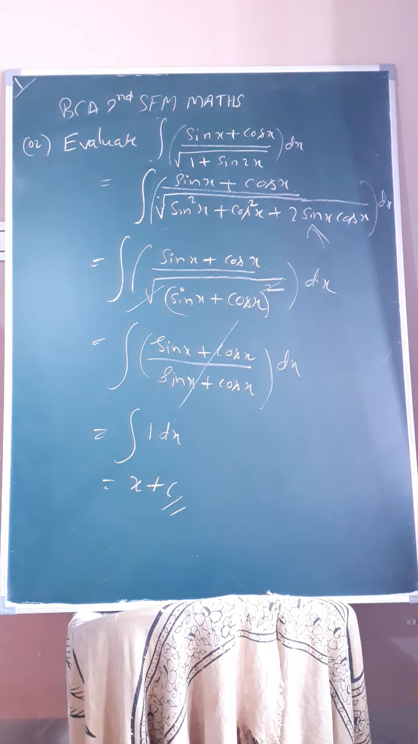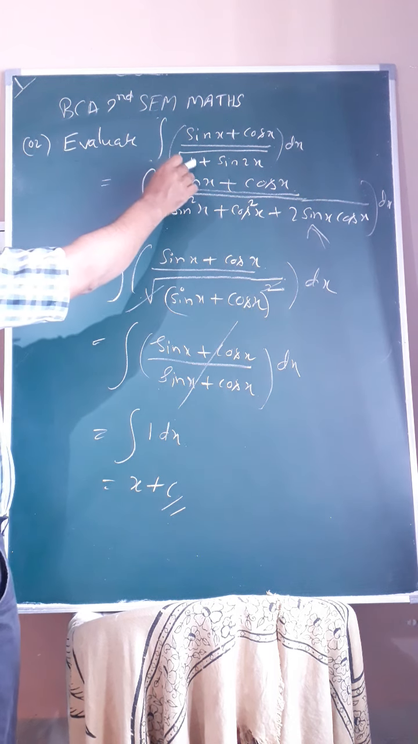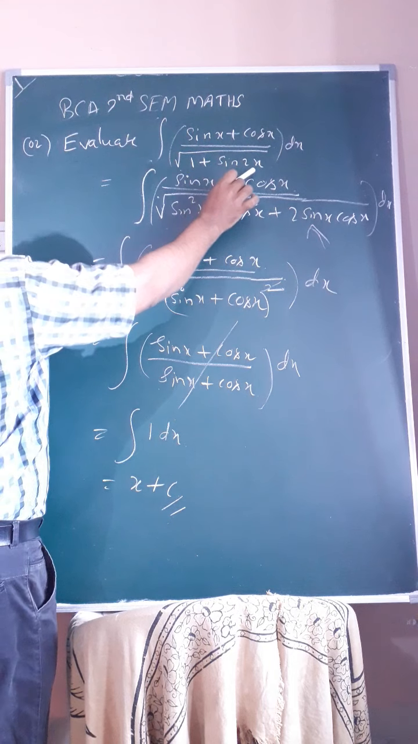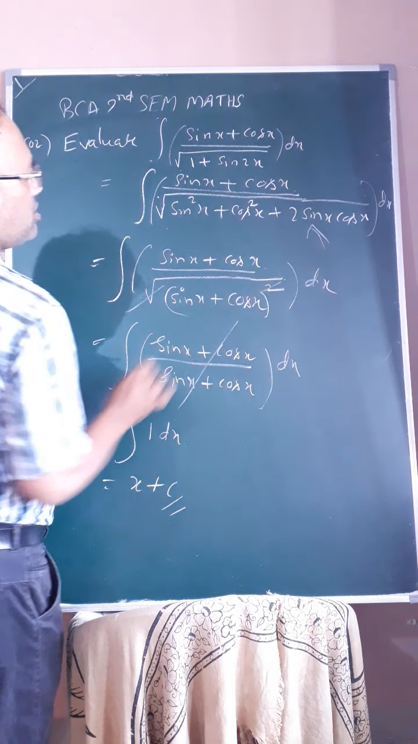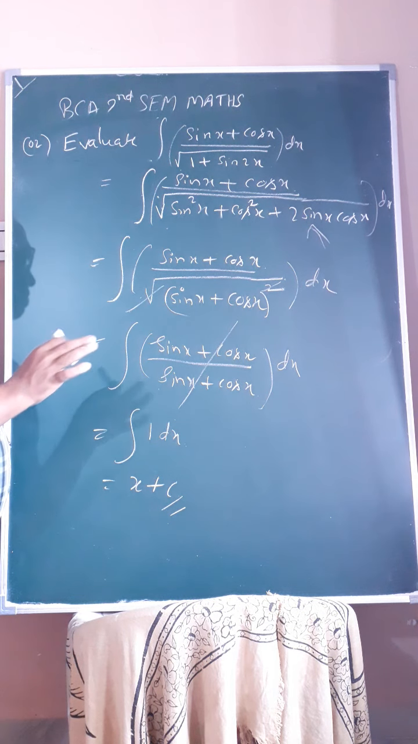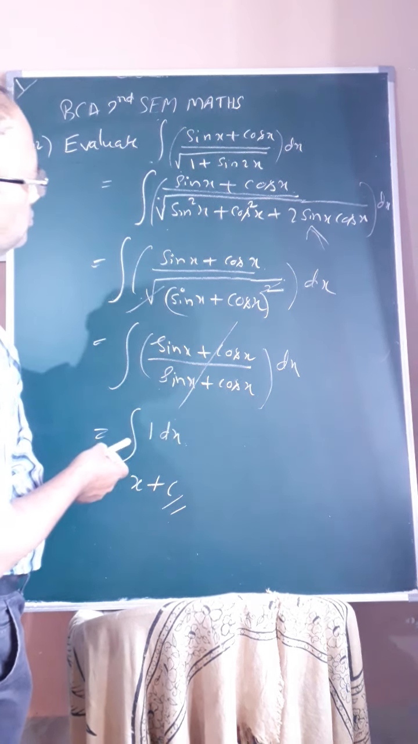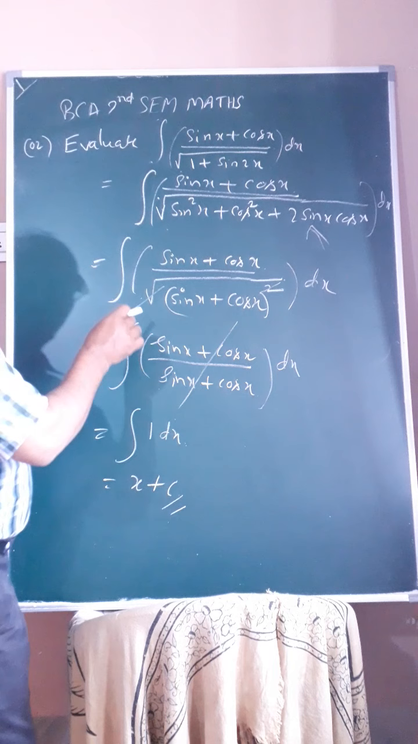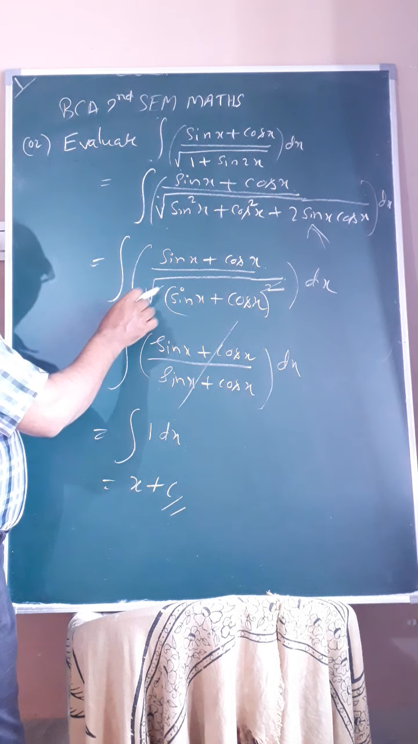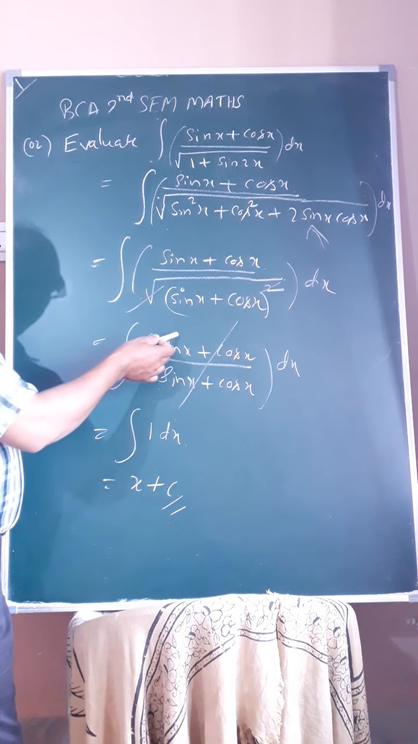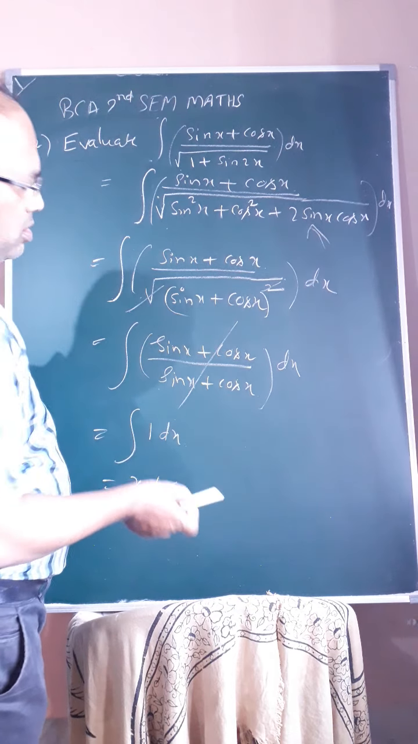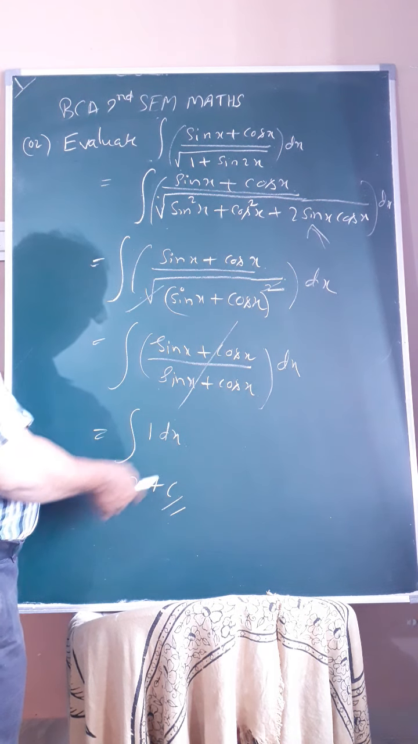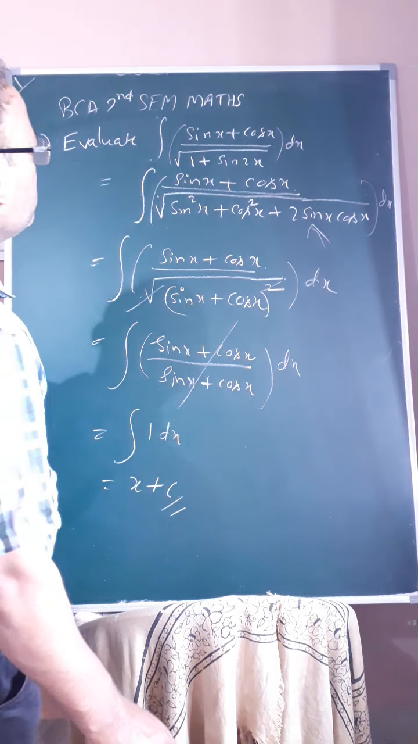So here you should remember these formulas. 1 can be written as sin square x plus cos square x, and sin 2x is 2 sin x cos x. You should remember that formula. After substituting the formula and the root and square cancel, numerator and denominator become equal. You can cancel. Integration of 1 dx is x plus c.